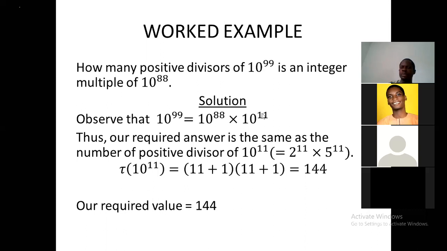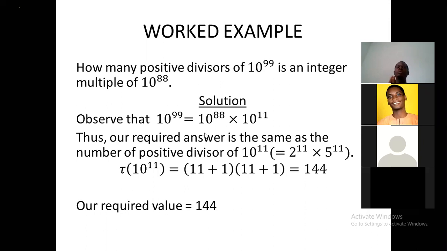Clearly, this is true from the laws of indices, applied on the right-hand side. We know that when the bases are the same and multiplication is the operation, we add the powers. So 88 plus 11 will give us 99. So that's the first step. This is true, and now we need to see how to move from here.